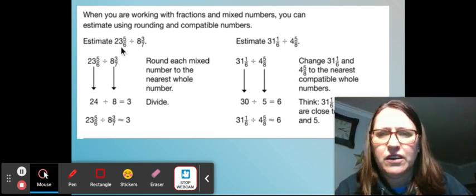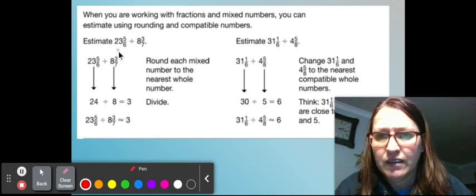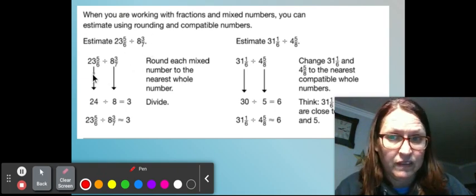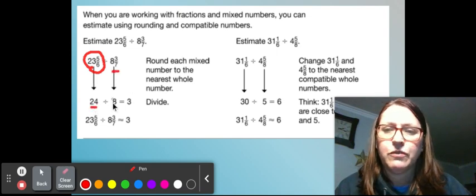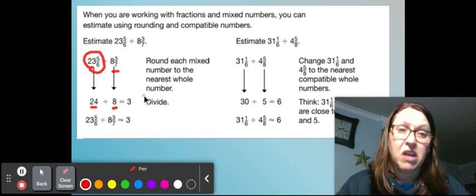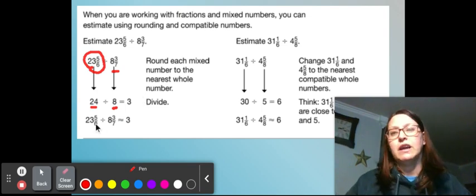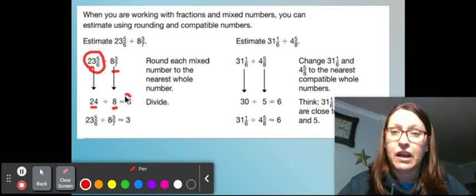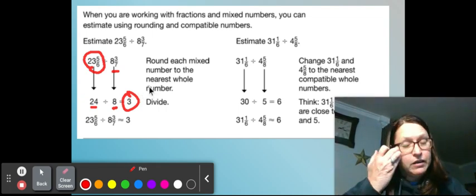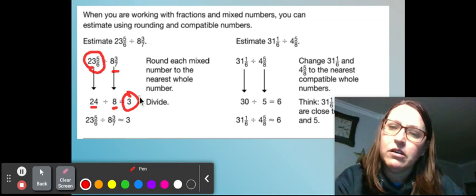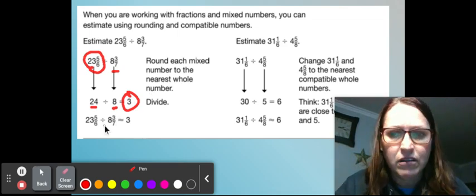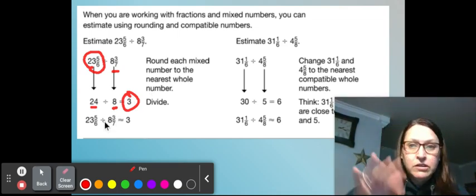So what they did is they took 23 and 5/6 divided by 8 and 3/7. They're looking at 23 and 5/6 and thinking, that's close to 24. And 8 and 3/7 is close to 8. So I can do 24 divided by 8, and I will get 3. So why is this good? Because when you solve the actual fraction, we're not going to go into the detail, it is around 3.